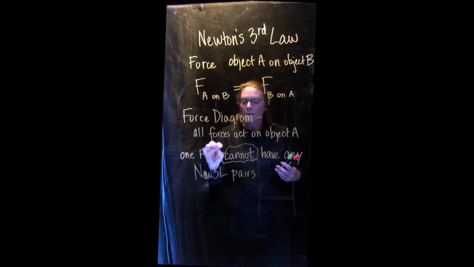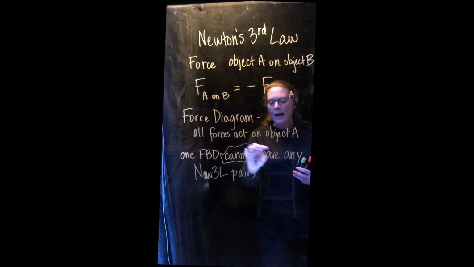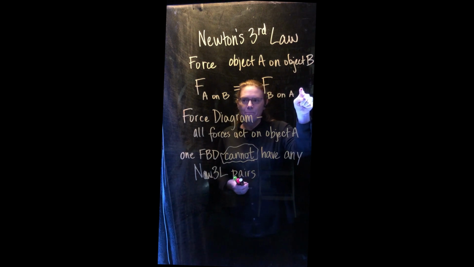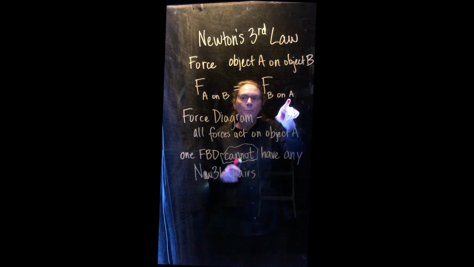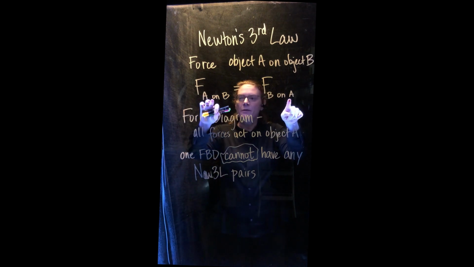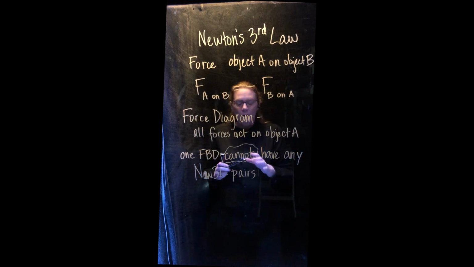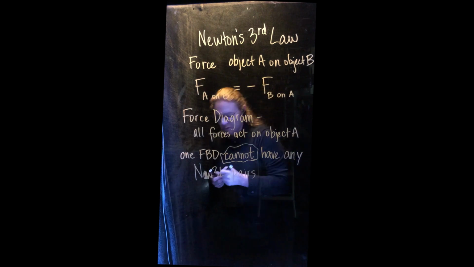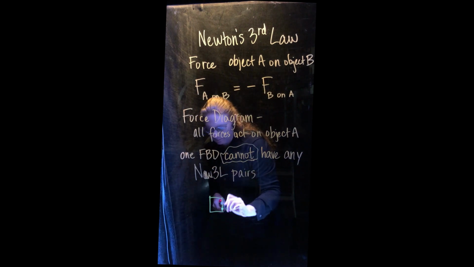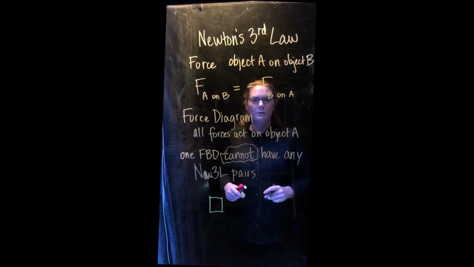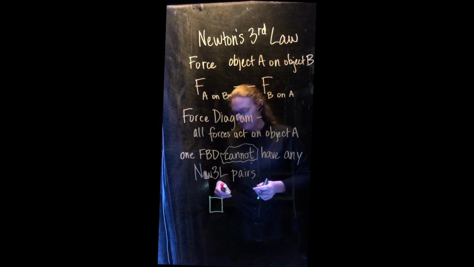A single force diagram cannot, ever, can never have any Newton's third law pairs because of this. A force diagram for object A is only the forces on A. The third law pair is a force on B. So Newton's third law pairs are never on one single force diagram. So if I have a force diagram, what should we do? I don't know, do I have anything interesting to think about? I'm standing here. It's not very interesting standing still in front of a camera.